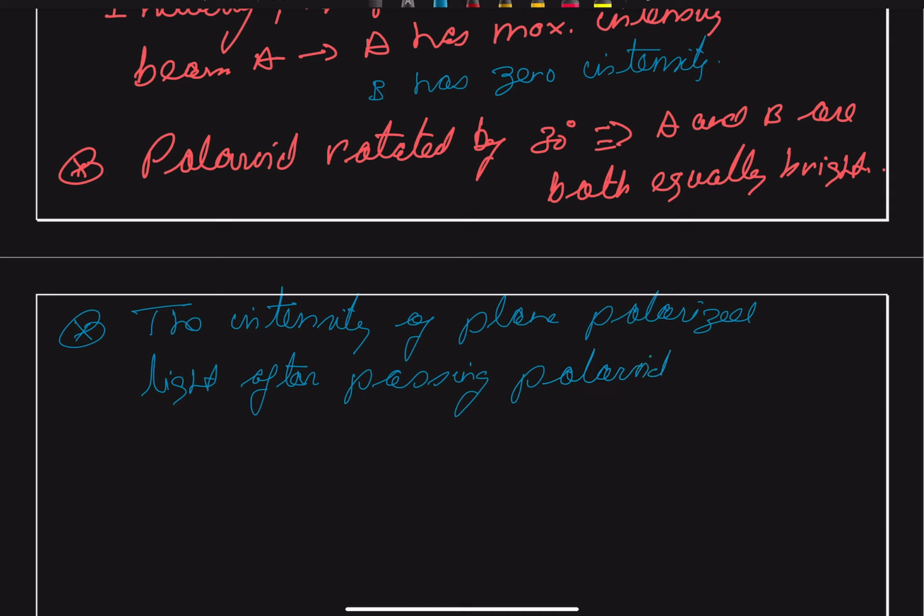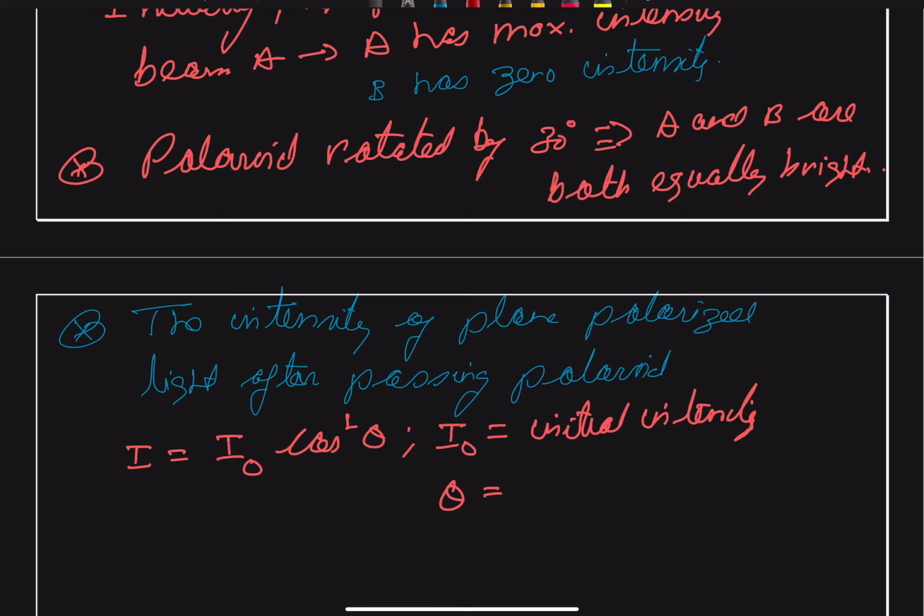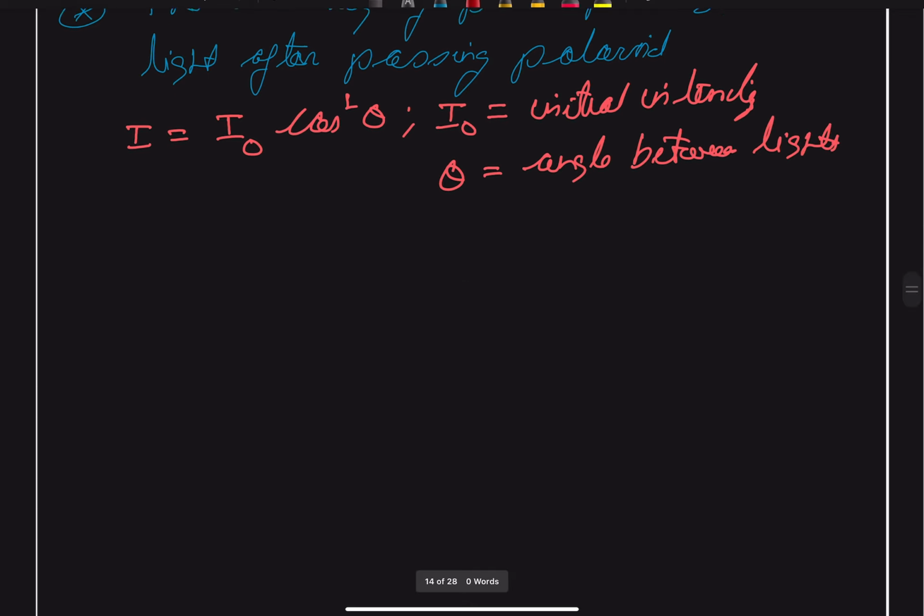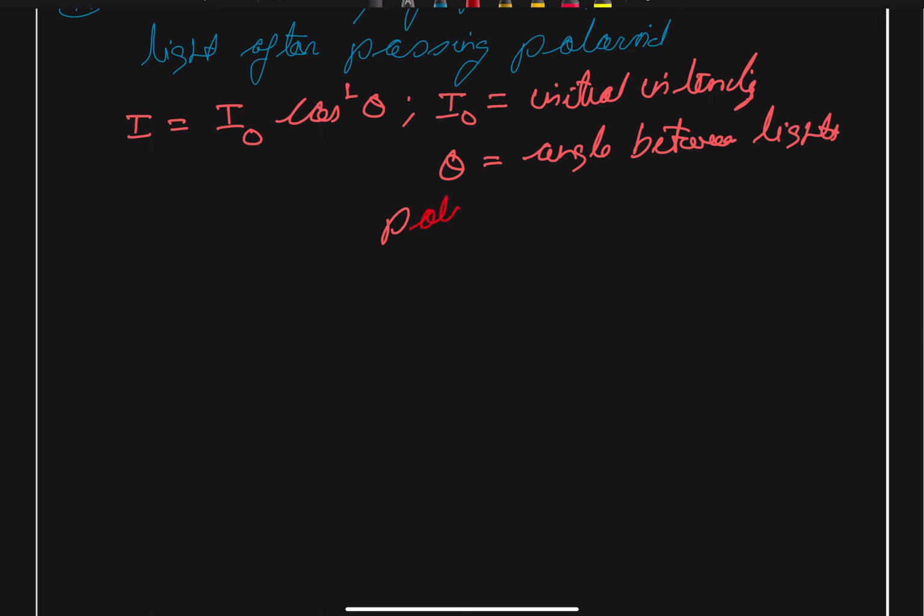Polaroid, it is given as I is equal to I naught cos square theta, where I naught is the initial intensity and theta is the angle between light's polarization and polaroid axis.